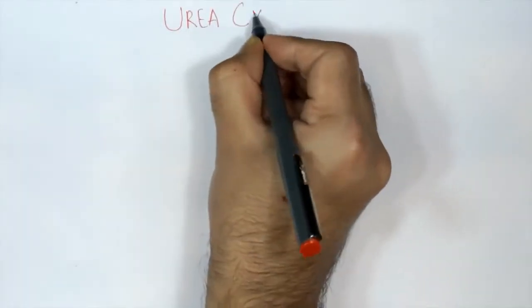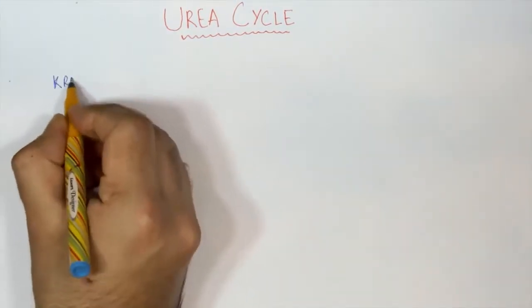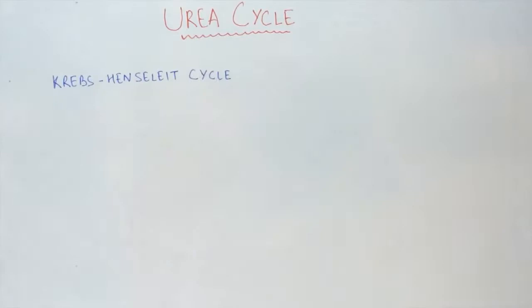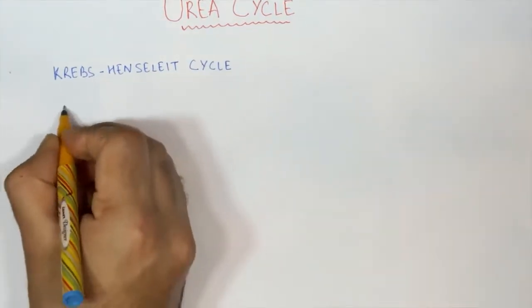In this video we will talk about the urea cycle. Now, the urea cycle is also known as the Krebs-Henseleit cycle. Before beginning the actual cycle, let's have an overview of what happens in the urea cycle.